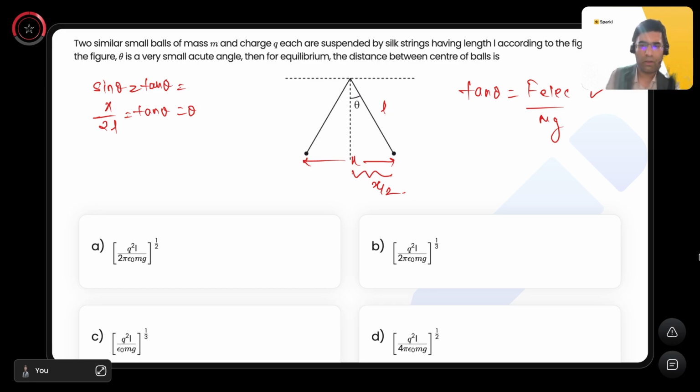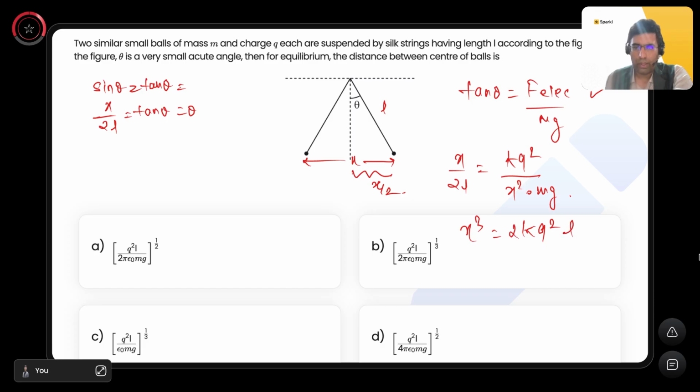So let's put in the values. So tan theta is x upon 2L. F electric will be how much? kq square upon x square, into mg. So x cube will become kq square L, or 2kq square L upon mg. And from here we can write k as 1 by 4 pi epsilon naught. So it will become q square L upon 2 pi epsilon naught mg.